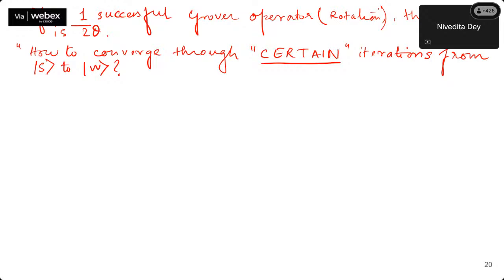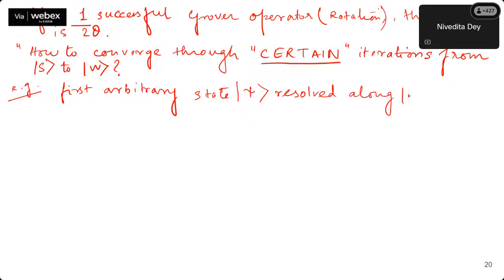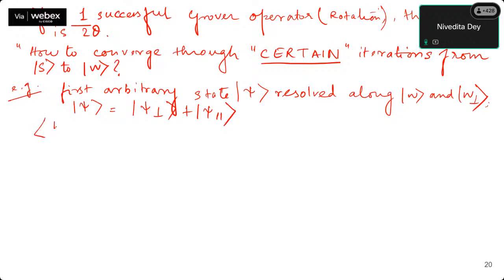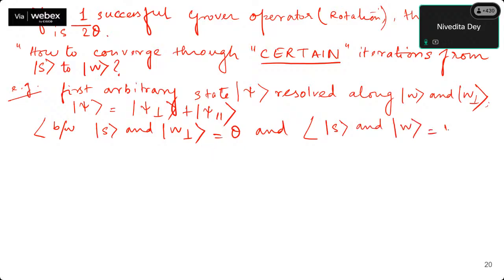For that, let me give you an example. So the example is a first arbitrary state psi resolved along W and W perpendicular. That is like this: psi perpendicular plus psi parallel. The angle between S and W perpendicular was theta, and the angle between S and W was pi by 2 minus theta.